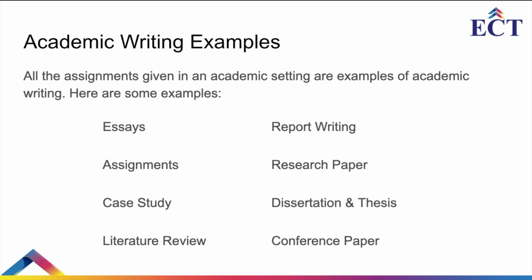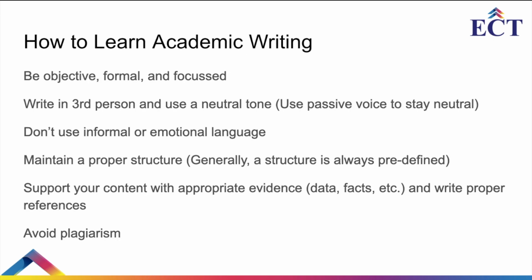Here are some examples: essays, assignments, case study, literature review, report writing, research paper, dissertation and thesis, and conference papers, etc. Each of these examples follows the same writing style. However, they differ in format and structure. To become an expert academic writer, you should know the structure of each of these examples. How to become an academic writer?